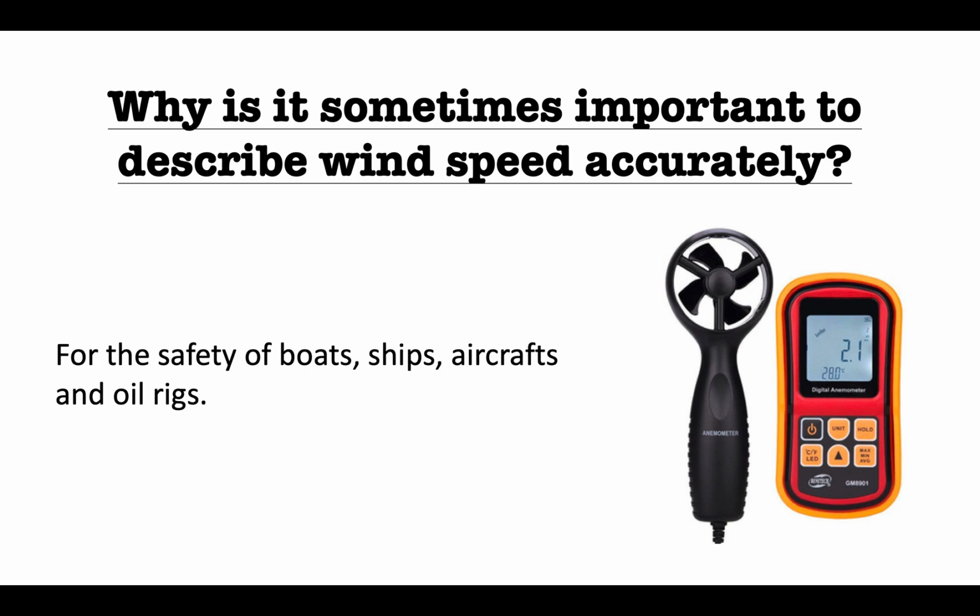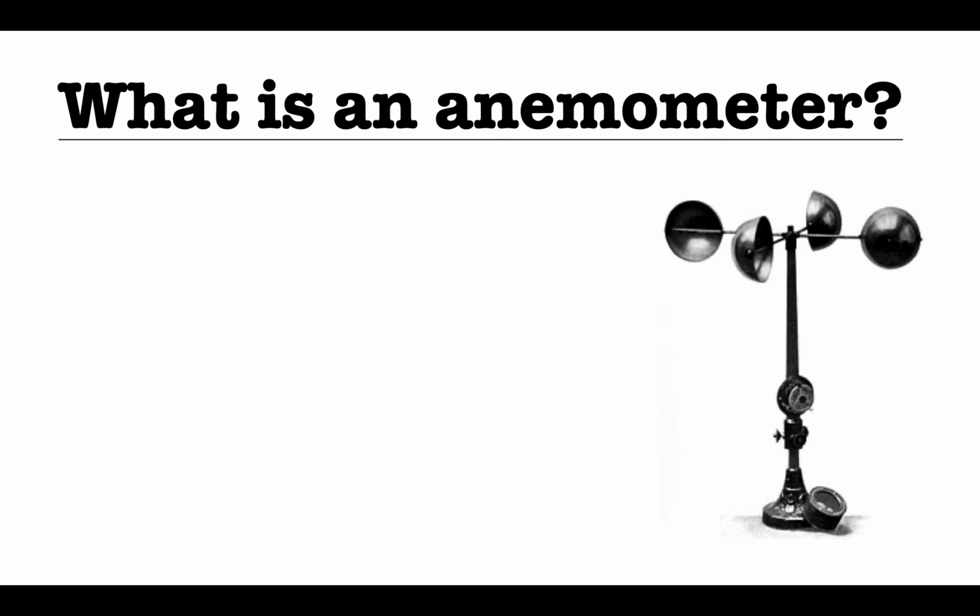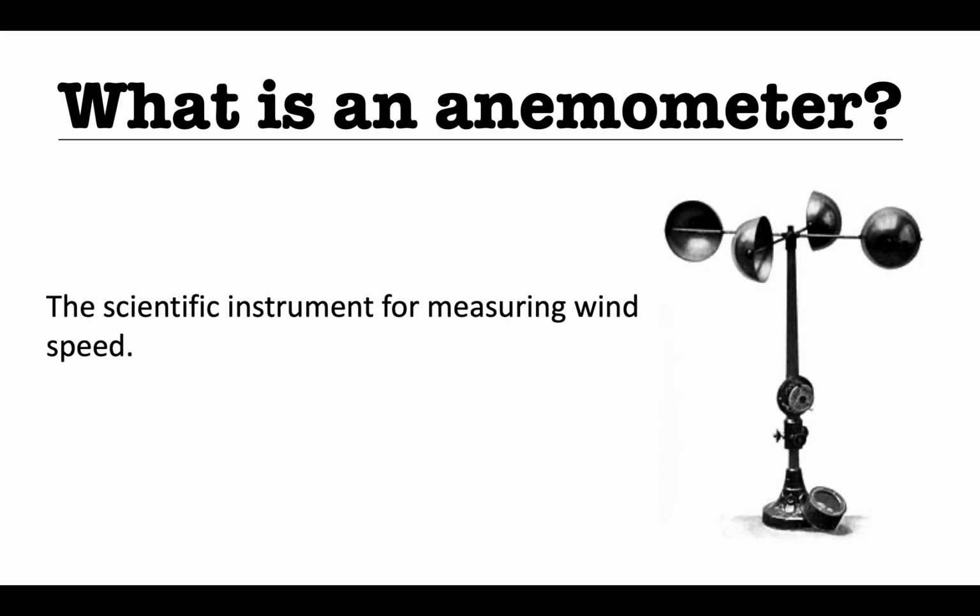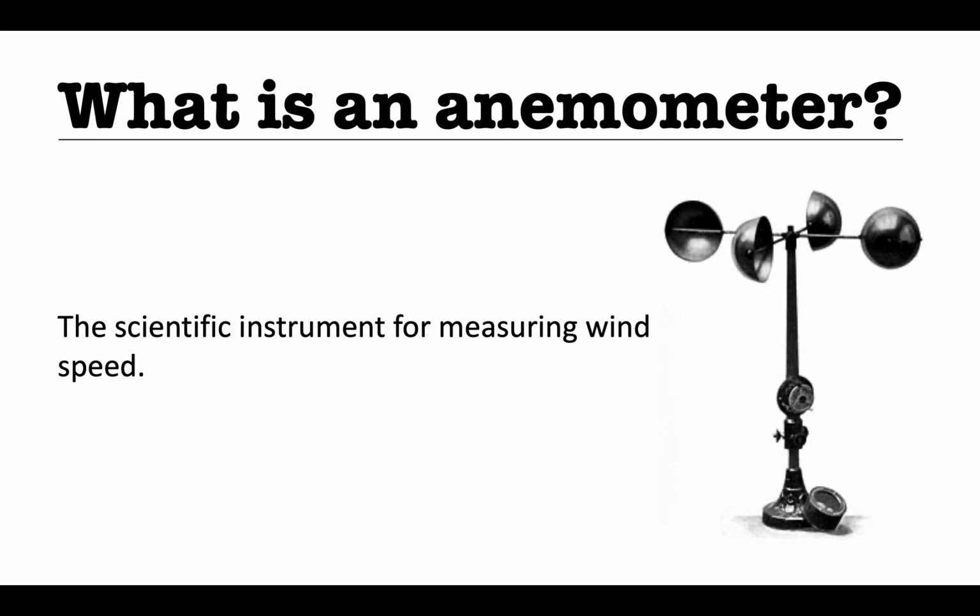Okay, so in your book, as you can see, there's a picture of an anemometer. Sorry, I don't know why I can't pronounce it. And here I've given you a picture as well on the PowerPoint. Do you see the 4 cups over here? If there's a heavy wind, it'll spin very, very quick. And it has a meter down here, and it tells you how fast the wind is moving. So an anemometer is the scientific instrument for measuring wind speed. This is what helps us measure wind speed accurately.